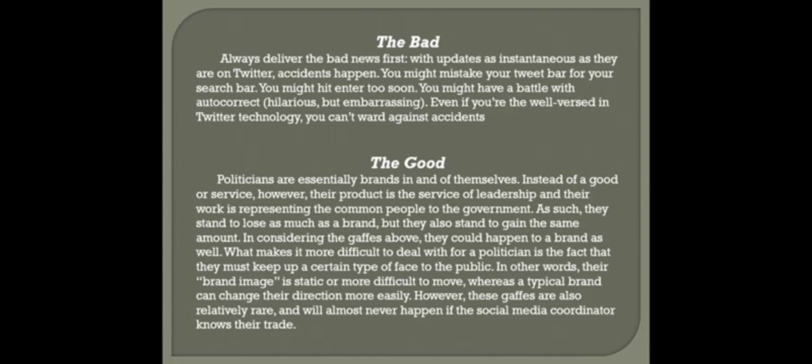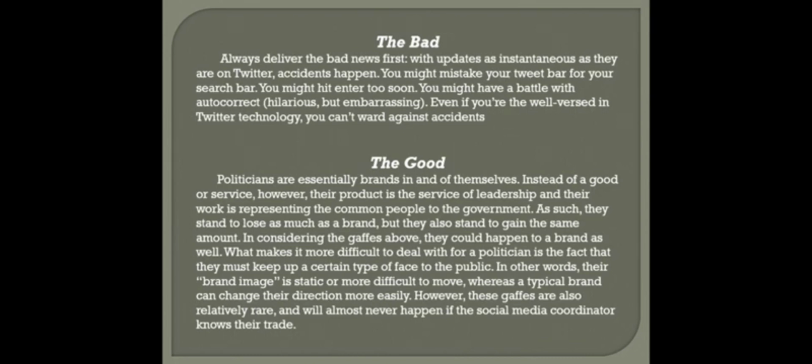The passage gives an example of a British politician, Jesse Norman, who retweeted a joke about a murder trial, which was deemed inappropriate. Even though he quickly deleted the tweet and apologized, the news articles about it are still available online. It is best to deliver bad news first when using Twitter, presumably to get it out of the way early on.